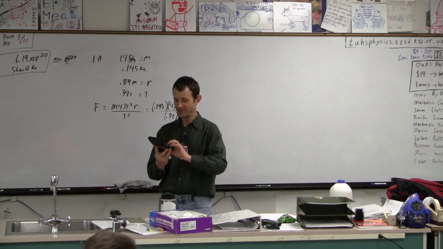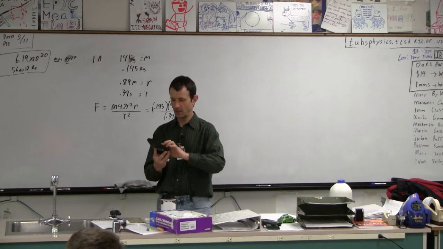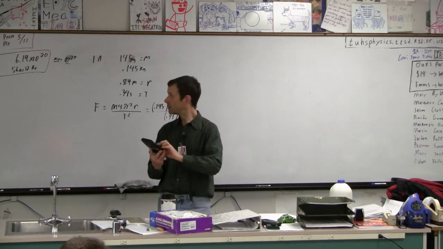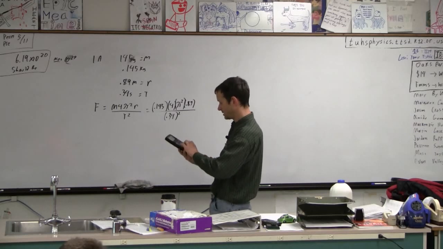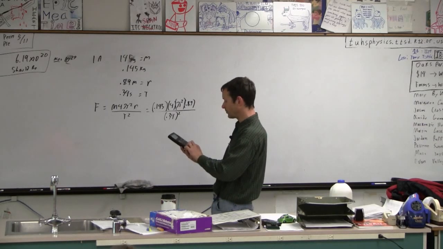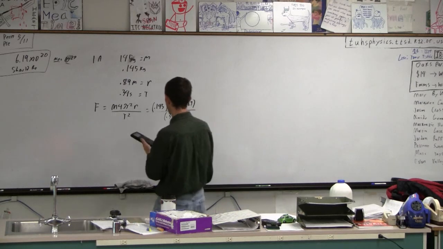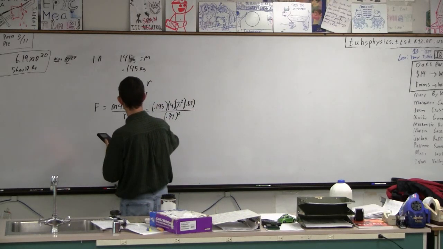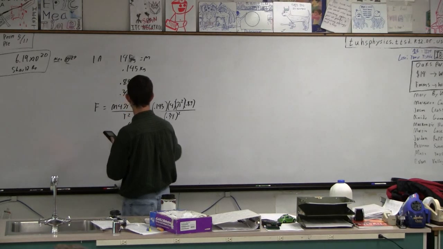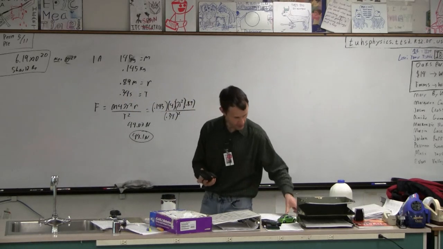0.145 times 4 times pi squared times 0.89 divided by T squared, 0.34 squared. And I get 44.07. And this is newtons, so that's 44.1 newtons. So that one's not so bad.